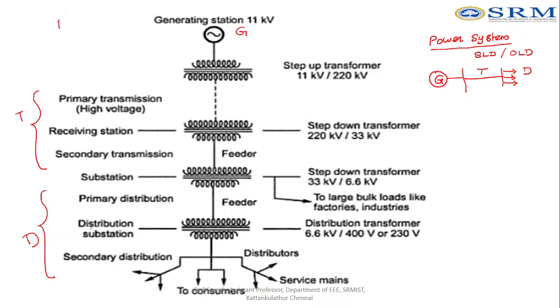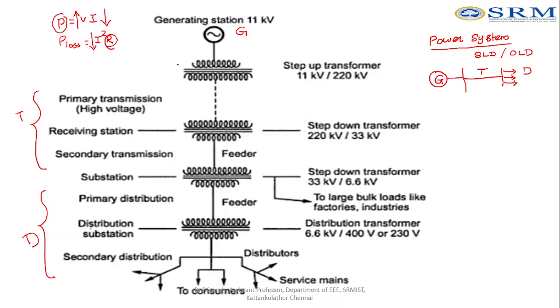We know the formula for power: P is equal to V into I. Power is constant, so whenever the voltage is increased, the current is reduced. The formula for power loss is I square R, and here R is constant. So in order to minimize the loss, I have to reduce the current. If I want to reduce the current, I have to increase the voltage, because power is constant. When one parameter is increased, the other reduces. So I need to reduce the current, and for that I have to increase the voltage.